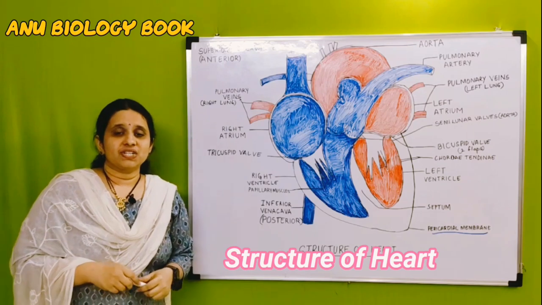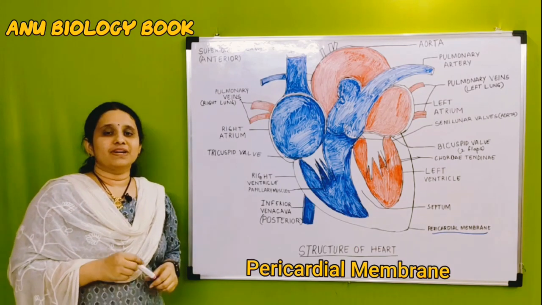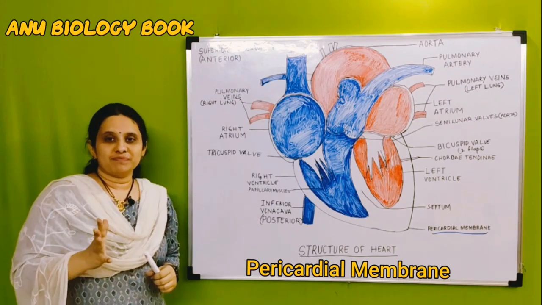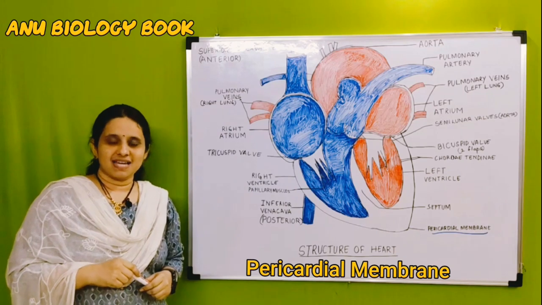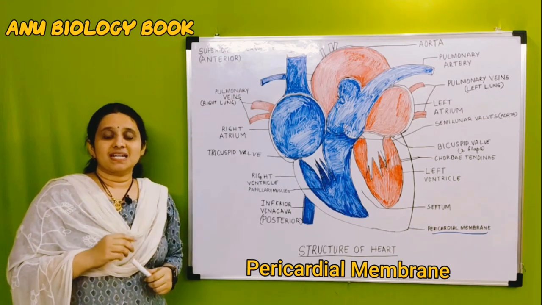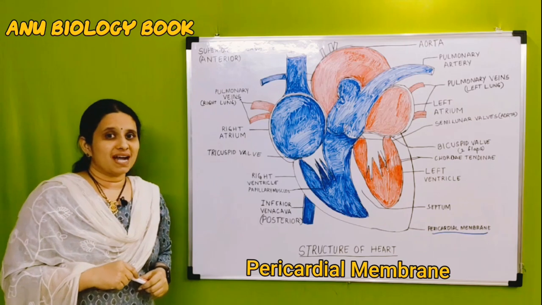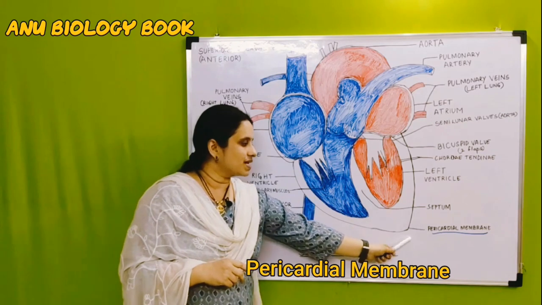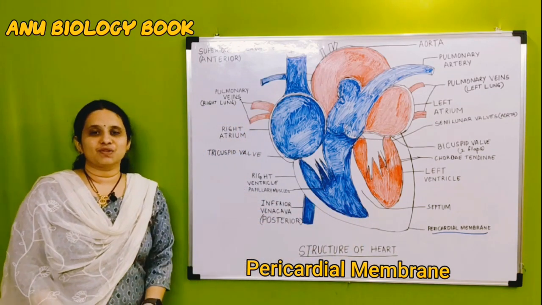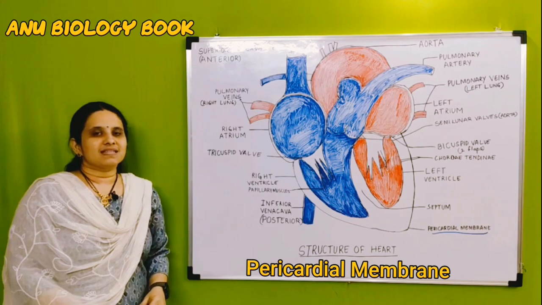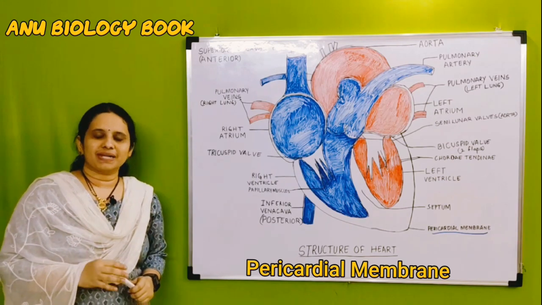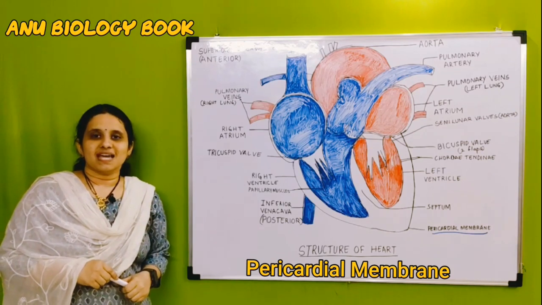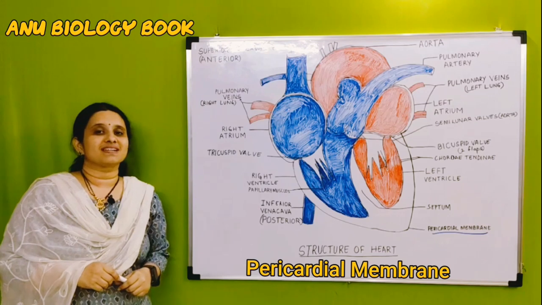Initially, to learn about the heart, first of all, we'll start with the pericardial membrane. The pericardial membrane is the outermost covering of the heart. This pericardial membrane consists of two layers, the outer pericardium and the inner pericardium. The two layers of pericardial membrane enclose a cavity known as the pericardial cavity. This cavity is completely filled with the pericardial fluid. The main function of this pericardial fluid is to protect the heart from external shocks.